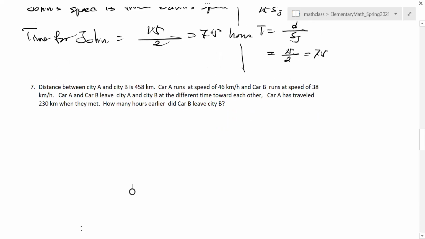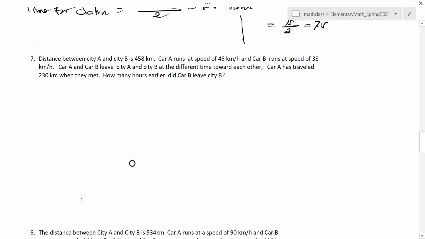Okay, so let's work on the next problem. The distance between A and B is 458 kilometers. Car A runs at a speed of 46 kilometers per hour. Car B runs at a speed of 38 kilometers per hour. Car A and B leave the city at different times. Car A has traveled 230 kilometers when they meet. How many hours earlier did car B leave city B?